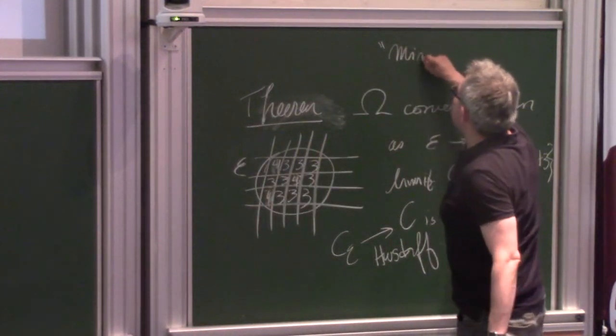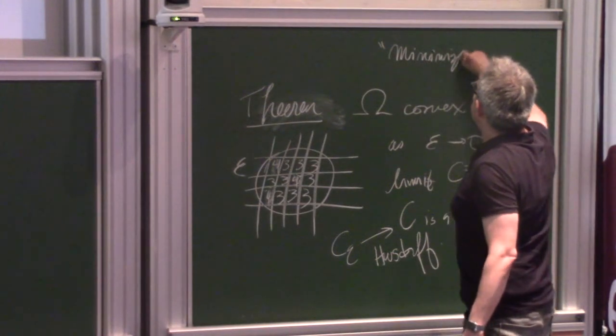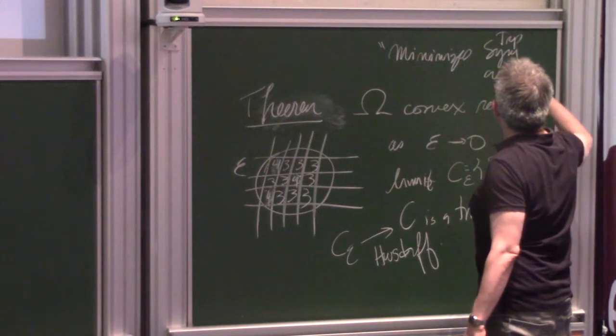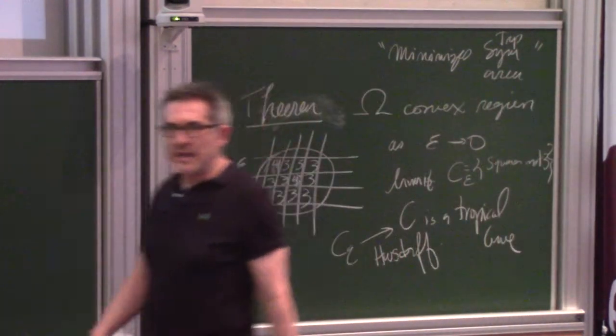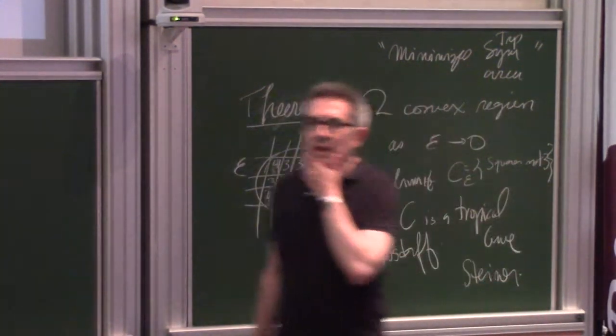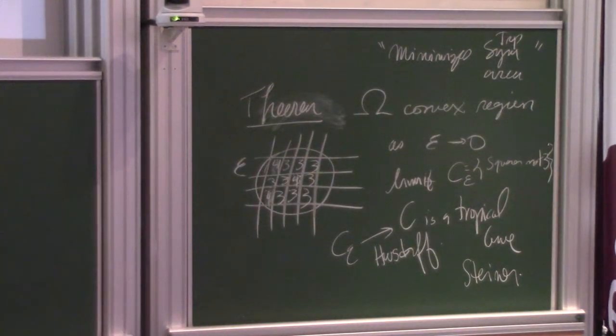It also minimizes something. It minimizes symplectic area, tropical symplectic area. And this minimizes some sort of Steiner curve. So I can explain in 1 minute the proof of this statement if you want, or I can go on a little bit. But let's see it in action here.